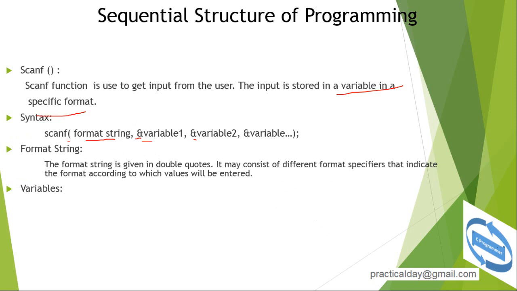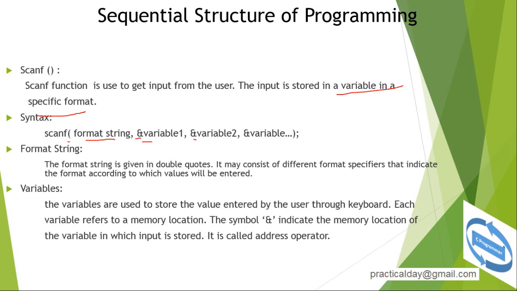And a variable is a quantity whose value changes during the execution of a program. A variable is used to store values entered through the keyboard. A variable refers to a memory location, and the address sign indicates the location, or address, of the variable in which the value is stored. It's called the address operator.